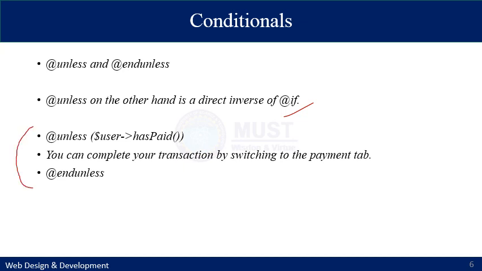It says that unless a user has paid, you have to show this text which states that you can complete your transaction by switching to the payment tab. So whenever this condition becomes true, this statement will be false and will not be visible. Unless the user has not paid, this will be visible.